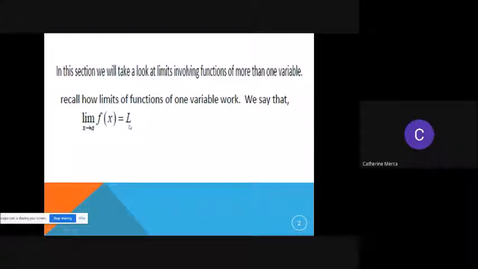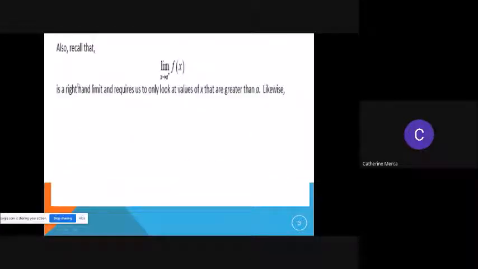The limit of a function f of x as x approaches a is equal to the value L, provided the following exists, that is, the limit of the function as x approaches a from the right is equal to the limit of the function as x approaches a from the left. You also have to recall the following. We call this your right-hand limit. That means we have to look at values from the right of a, all values from the right of a when x approaches a from the right.